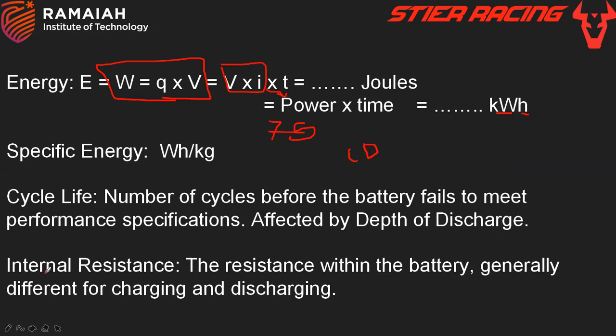Also, we have some internal resistance within the cell. So there it creates, we all know, heat equal to I square R T.